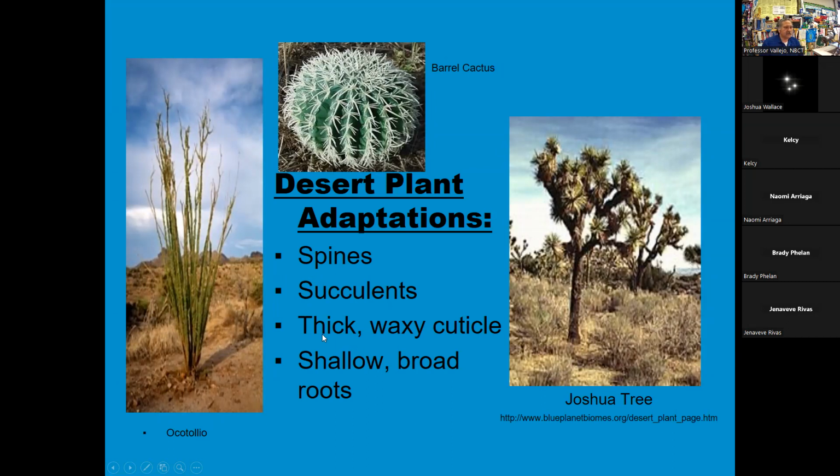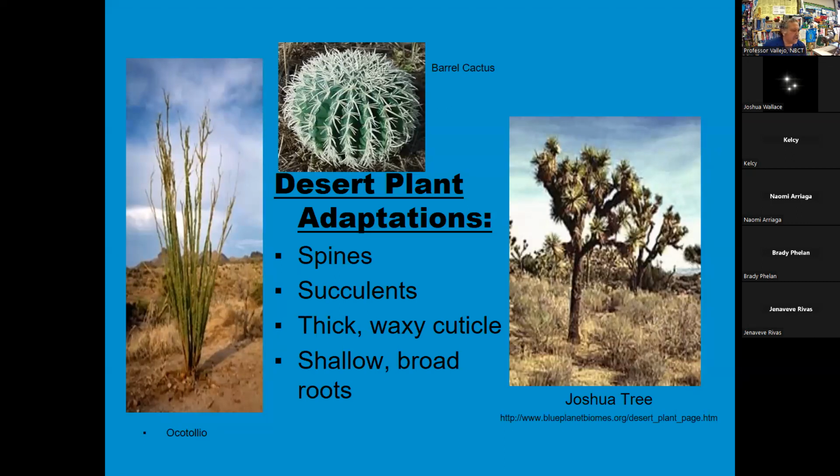Spines, succulents, thick, waxy cuticle, shallow, broad roots. Those are some adaptations often found in desert plants. Of course, there's a cactus, which has the modified leaf known as a spine to minimize predation. So we do desert plants.